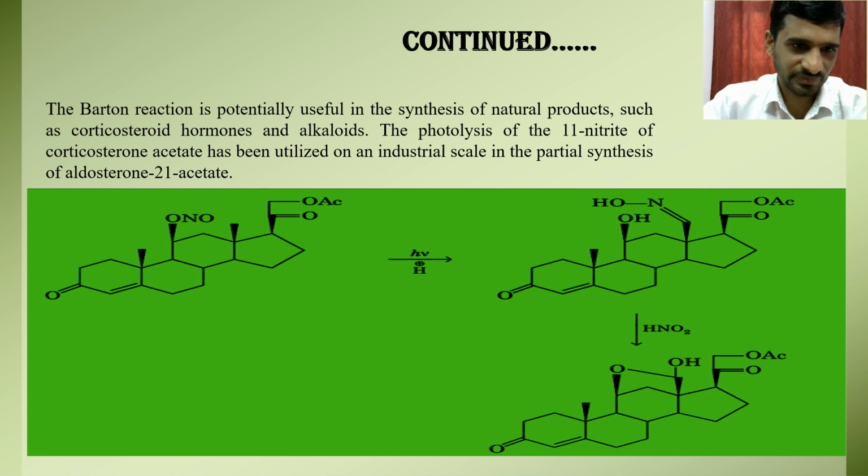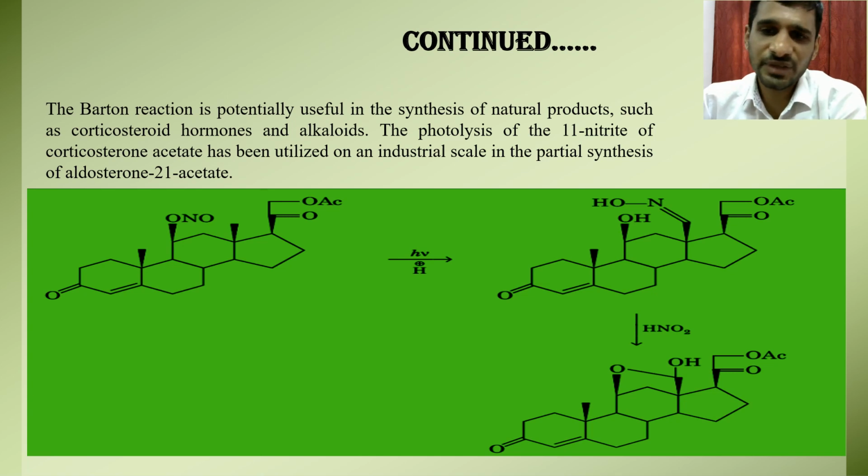First, this nitrite of corticosterone acetate is subjected to photolysis under Barton condition. So this delta hydrogen over here on the right hand side will migrate to form a nitroso alcohol. Remember, this is a cholesterol like moiety, and in case of cholesterol like moiety, I have told you that the migration of hydrogen will be from the right hand side. So this hydrogen will migrate towards the nitroso group and form nitroso alcohol, which will further undergo tautomerization to form oxime.